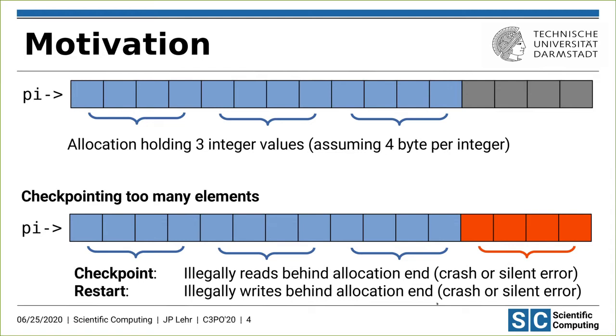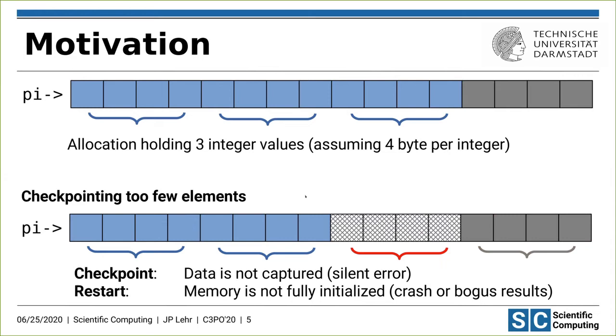Both would either result in a crash if the memory region here is actually not part of the process, or maybe even worse, it will be a silent error because we just overwrite some useful memory that we're using for different variables in our program. So the error might even be unnoticed. In the case of too few elements, like depicted here, we would actually not capture some valid and reasonable data at the time of the checkpoint, but then at restart time, we would actually not initialize the memory. And so our application may crash or might just compute bogus results, which again, would probably be even worse.